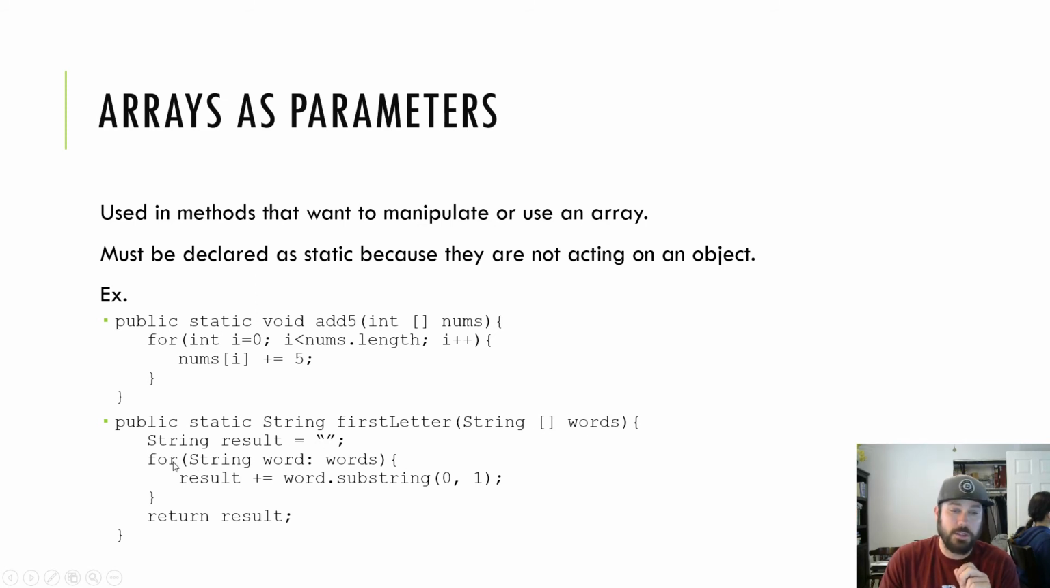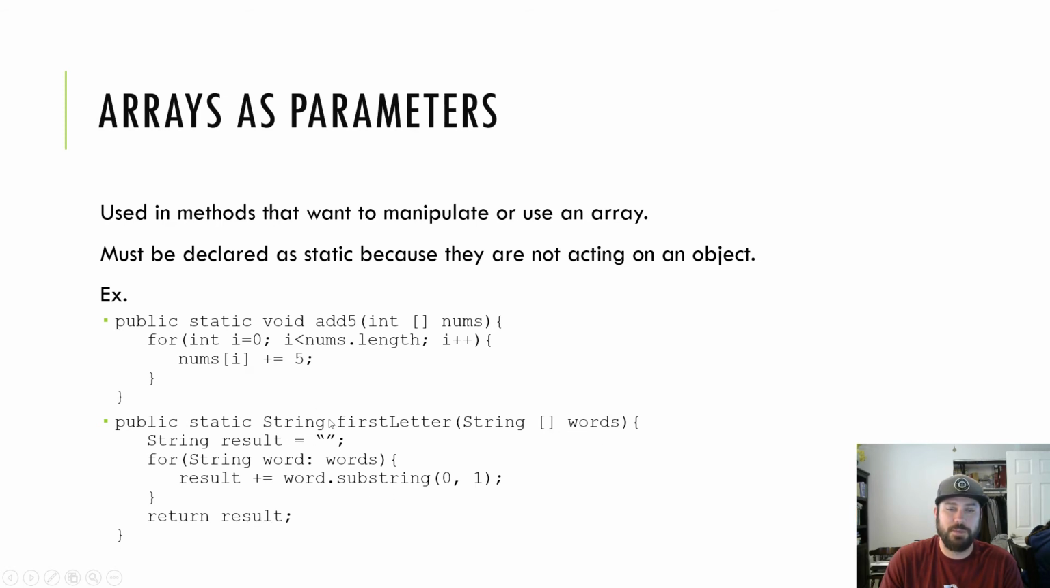So as a reminder, this for each loop can't be used to modify the array in any way, but I can use it just to access the data. In this case, I'm taking my local variable result and concatenating just the first letter of each element. At the end, result is going to store the first letter from every element in words. And I return that result to the user.